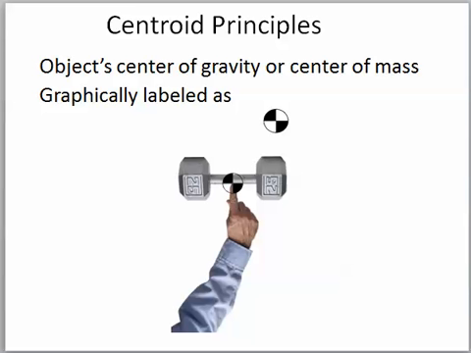Centroid principles. An object's center of gravity or center of mass is graphically labeled as this little symbol right here. And what that's telling us is that's the centroid. That's where it will balance.